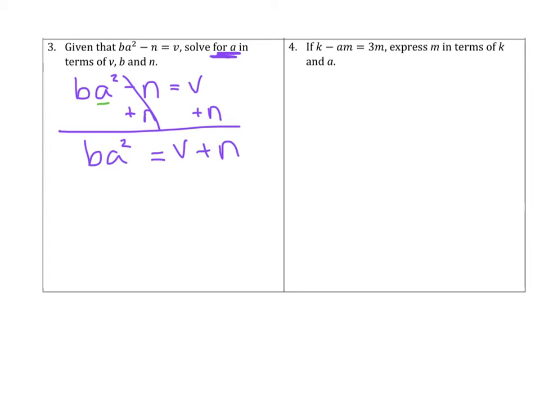I am still trying to get the A by itself. But before I can get just A, I have to get A squared. So I first want to uncover that A squared, which means I need to isolate the A squared by dividing away the B. So I'm going to divide by B on both sides, and I get A squared is equal to V plus N over B. All right, the very last step.